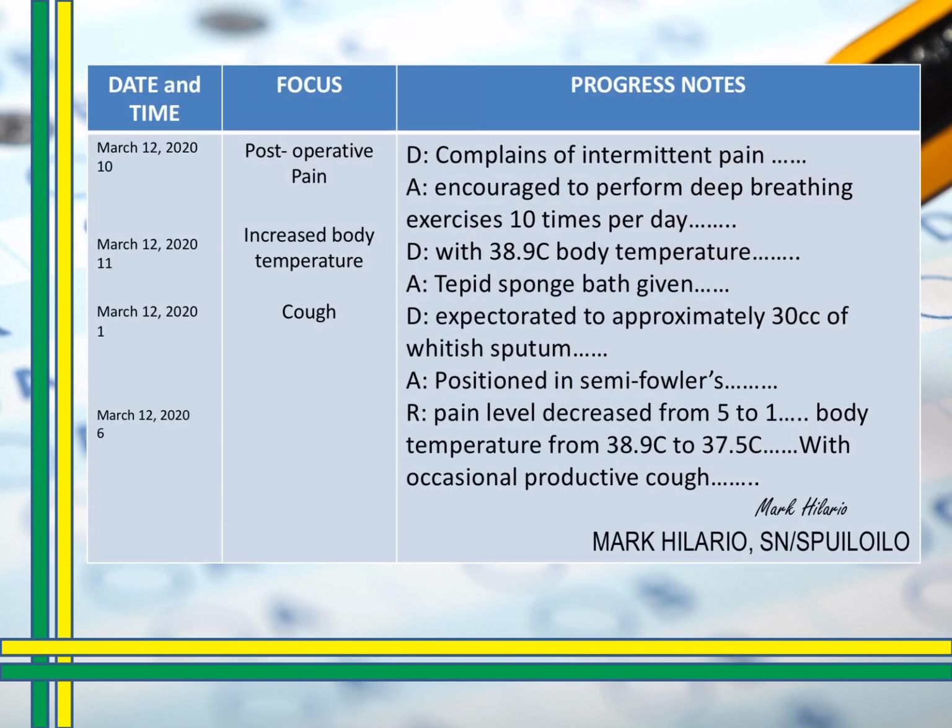You need to evaluate each problem here. First, we have pain level decreased from 5 to 1, etc. That's your first problem evaluation. Secondly, we have body temperature from 38.9 degrees Celsius to 37.5 degrees Celsius. That is your evaluation for the second problem. Then last, we have with occasional productive cough. That's your evaluation for the third problem. Remember, each fragmented statement should be separated with a semicolon, and for your last statement, you have to end it with a period.